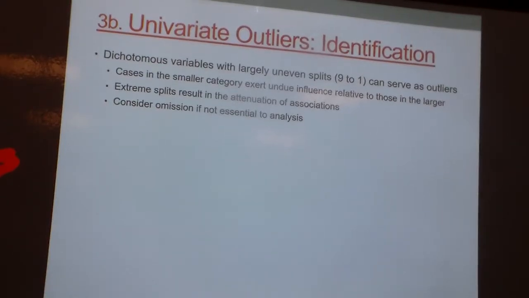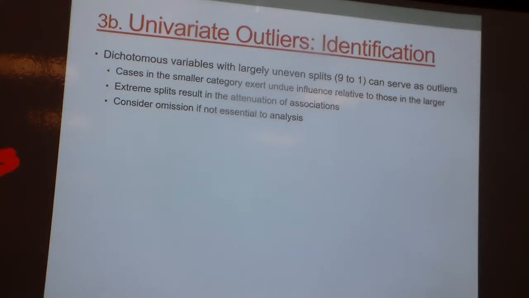So, identification of univariate outliers. Again, pay attention to your dichotomous variables, okay? Dichotomous variables with huge splits, 9 to 1, these are outliers even though there's only 2 values that they can take, right? They're not super extreme. You've just got an incredibly unbalanced variable in there, and you need to start thinking about what you're going to do with that, right? So cases in the small category exert undue influence, right?